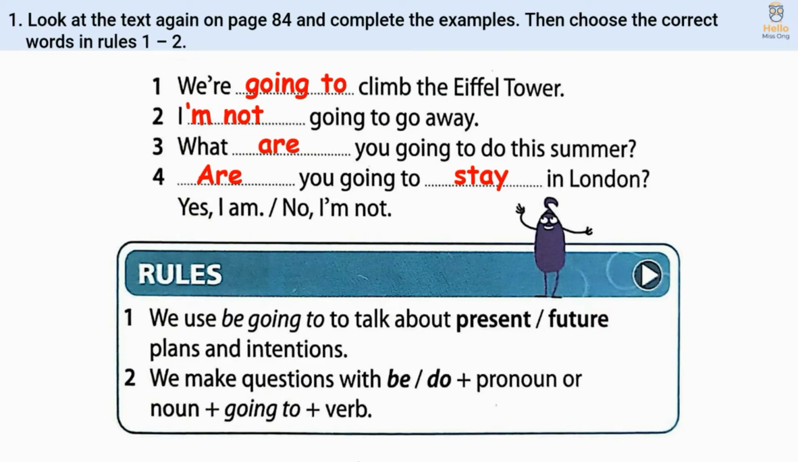1. We use be going to talk about future plans and intentions. 2. We make questions with be plus pronoun or noun plus going to plus verb.